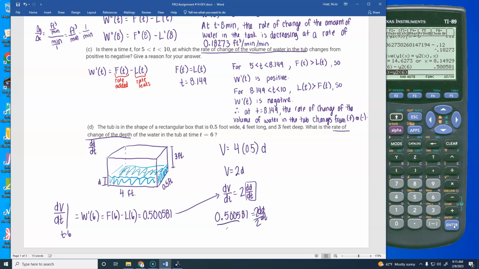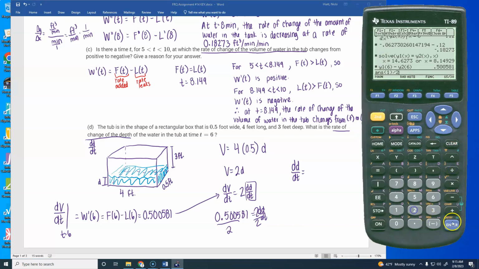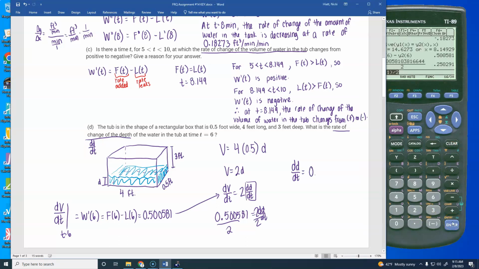We're just going to divide both sides by 2, and our dD/dt is going to be 0.250291. You can round that off to 0.250. There's something about rounding that off to 0.250 which makes it look like it's only 2 decimal places that I just feel like I need to keep those extra. You can always keep extra, it doesn't hurt on that.